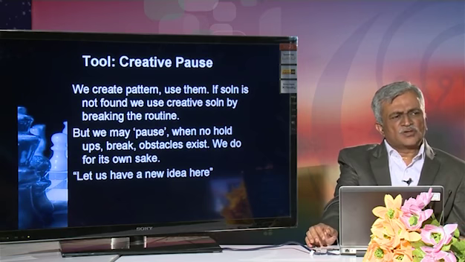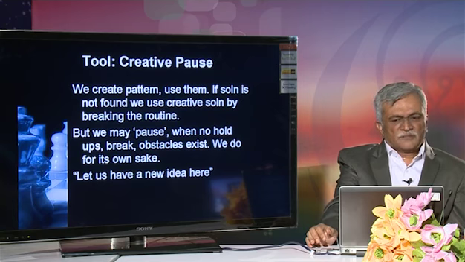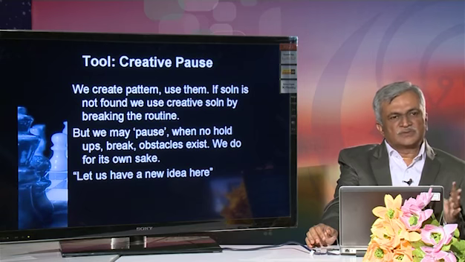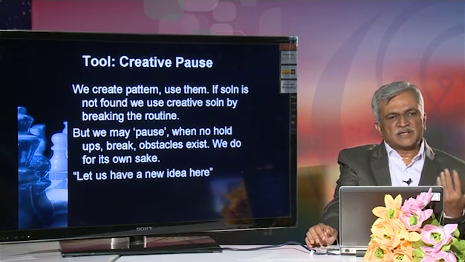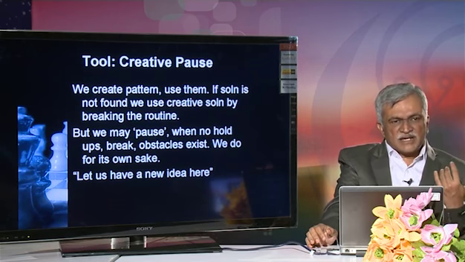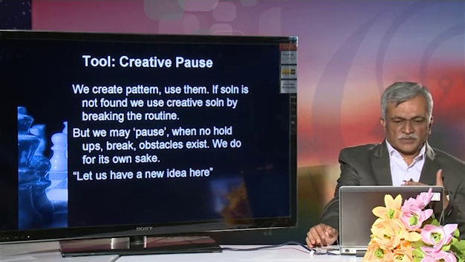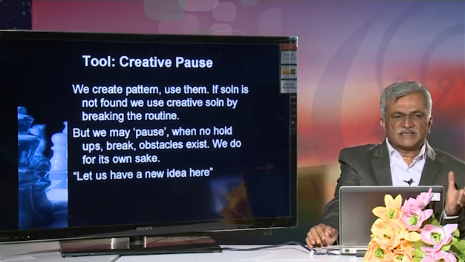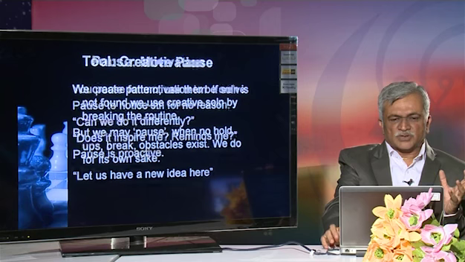For example, some things are going on smoothly, not that you have a problem, but even then it is a good exercise, in order to be creative, to pause even though there are no problems, pause and look around yourself. That way we are looking around ourselves for its own sake, just to get inspired by nature, just to get various ideas which may be useful in our future. And we can pause and say, let us see if there are any new ideas here. So, this is the concept of creative pause.